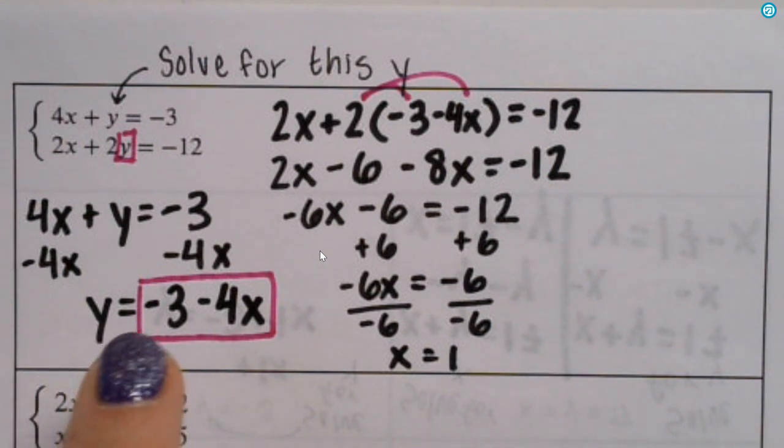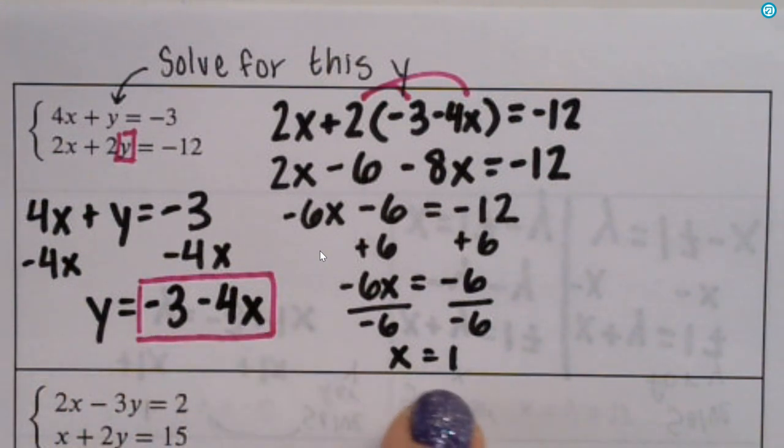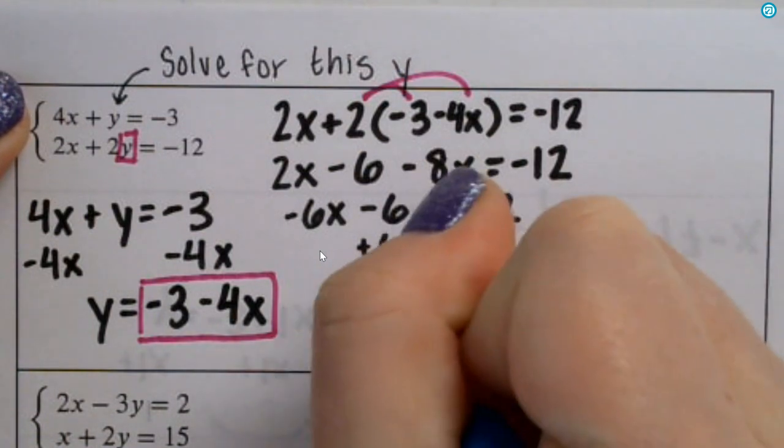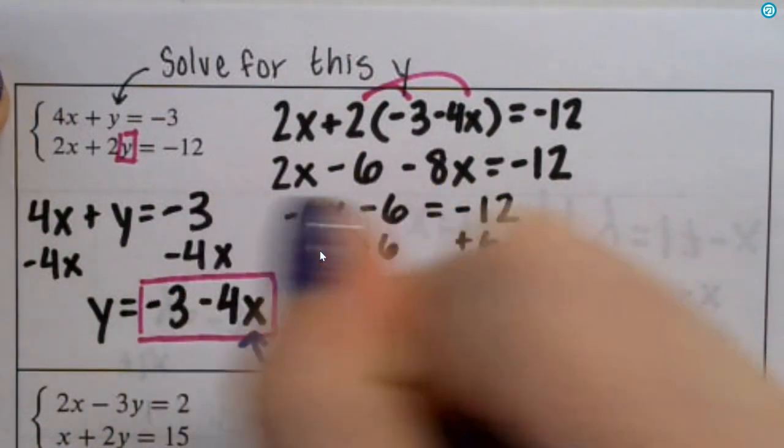We know that y equals negative 3 minus 4x. We now know that x equals 1, so we can put that 1 in here and figure out what y equals. So we're going to do that. Let me grab a color to show us what we're doing. We're taking this 1 and we're plugging it in here.